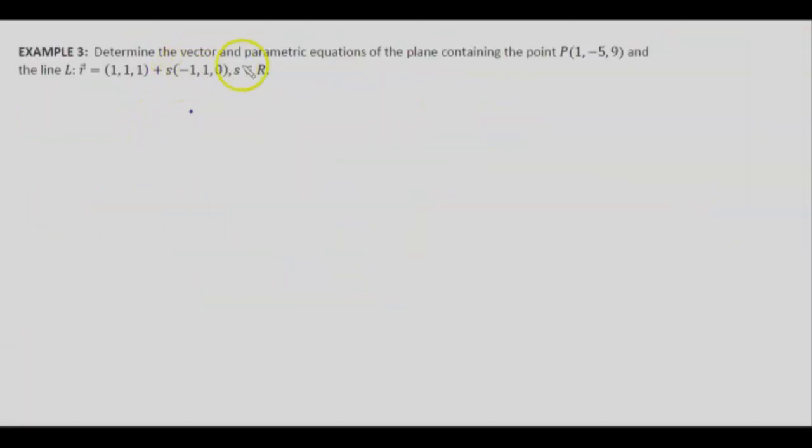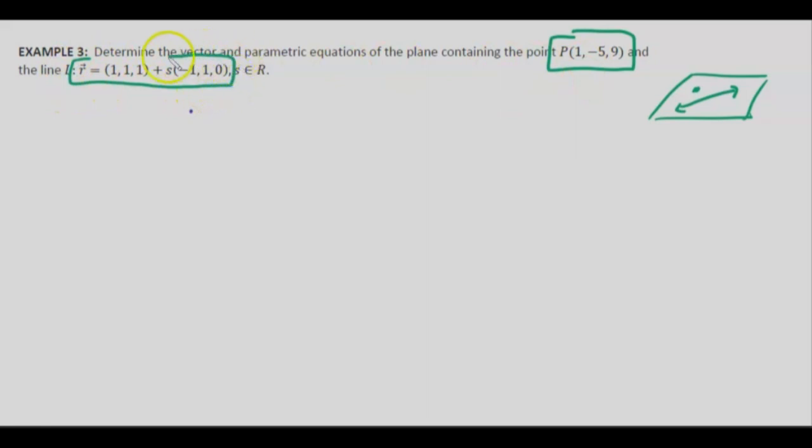Example 3, determine the vector and parametric equations of the plane containing this point and this line. Okay, so now we have a point and some line. So what are we given by being given a point and a line? Okay, so we actually have information about 2 points.